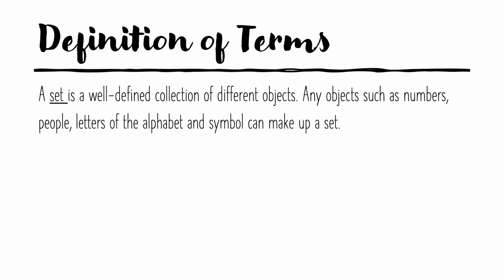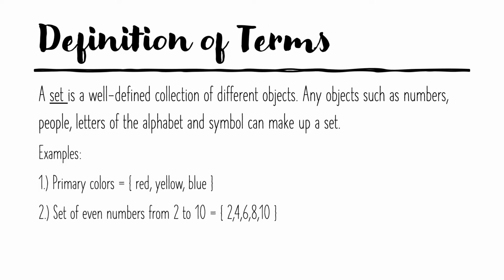A set is a well-defined collection of different objects. Any object such as numbers, people, letters of the alphabet, and symbols can make up a set. An example of this are the following. Number 1, we have the primary colors. We have the set of primary colors: red, yellow, and blue. And the set of even numbers from 2 to 10. So we have 2, 4, 6, 8, and 10.